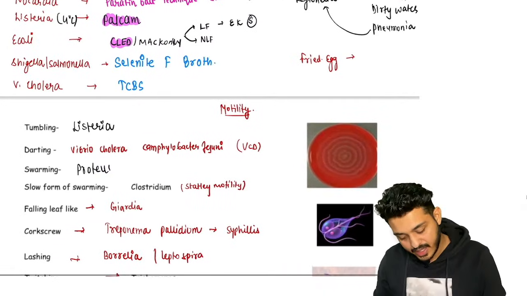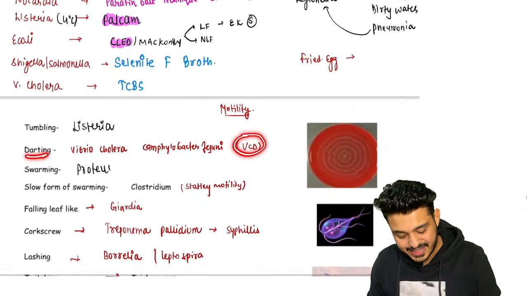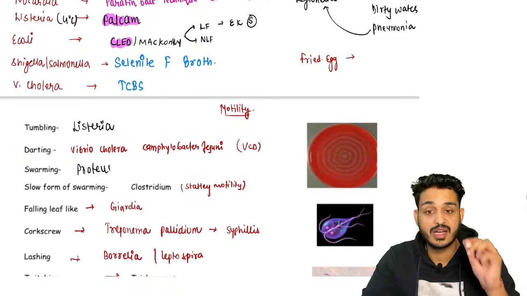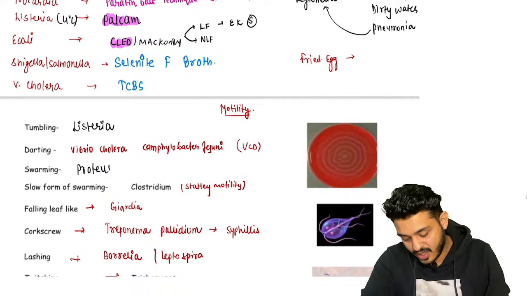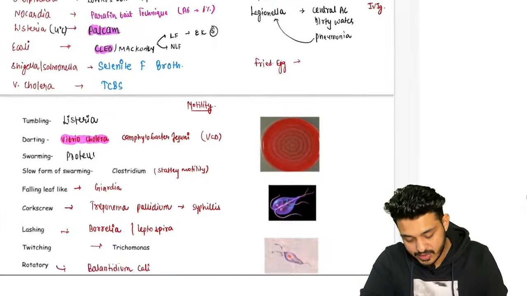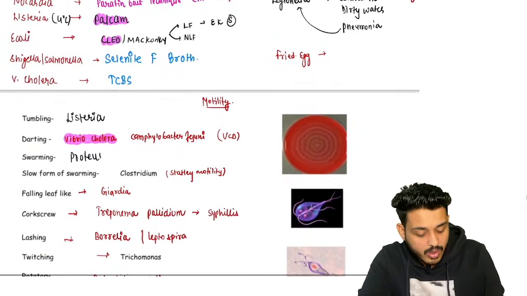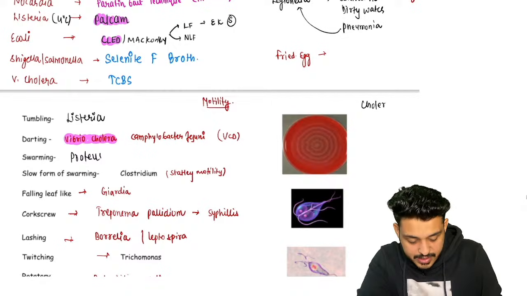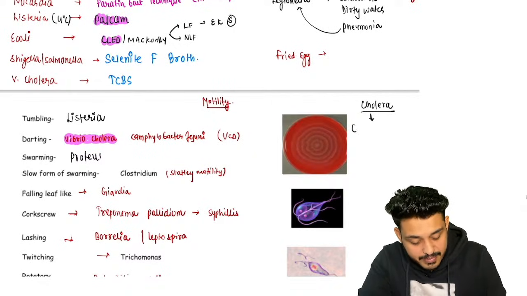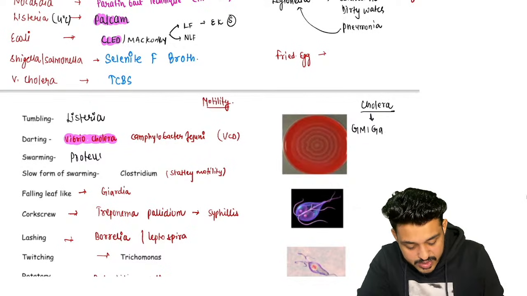Swarming. Darting, we have seen the mnemonic was VCD, V for Vibrio, C for Campylobacter, D for darting motility. Darting motility or shooting star has been asked previously. Shooting star or darting motility is seen with Vibrio cholerae. Another question from physiology they have asked. Cholera toxin will be binding where? So remember, this is binding to the GM1 ganglioside. Very very important, GM1 ganglioside.